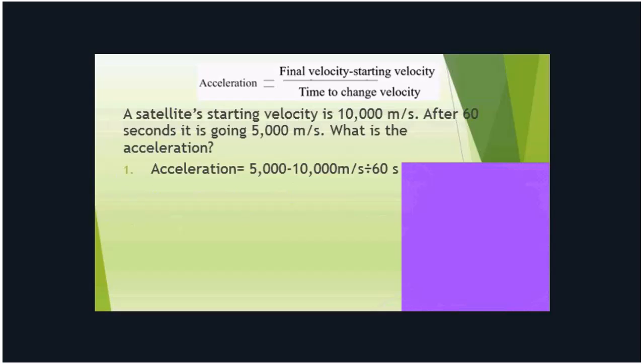So take negative 5,000 divided by 60. That gives you negative 83.3 meters per second. And that's a negative number. You also know it should be negative acceleration because 5,000 minus 10,000 is negative 5,000. They are also slowing down. If you go from 10,000 to 5,000 meters per second, you slow down 5,000 meters per second.